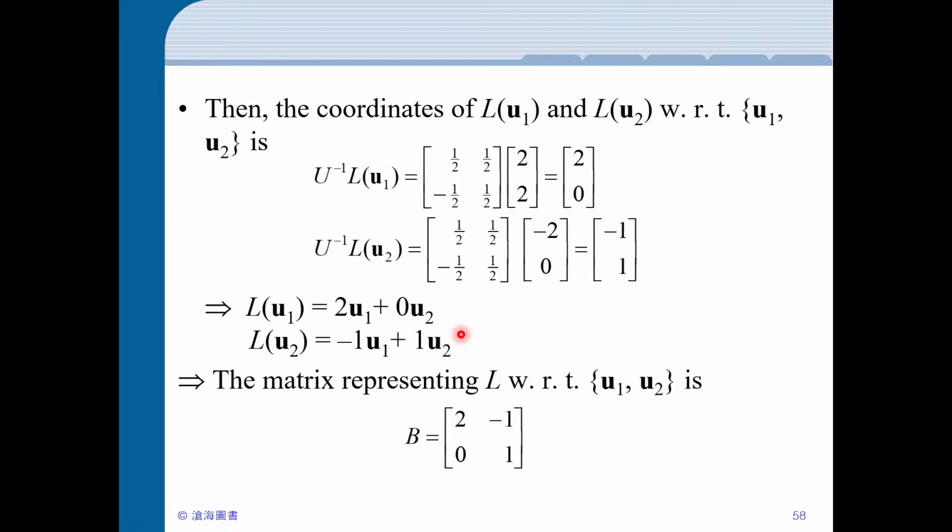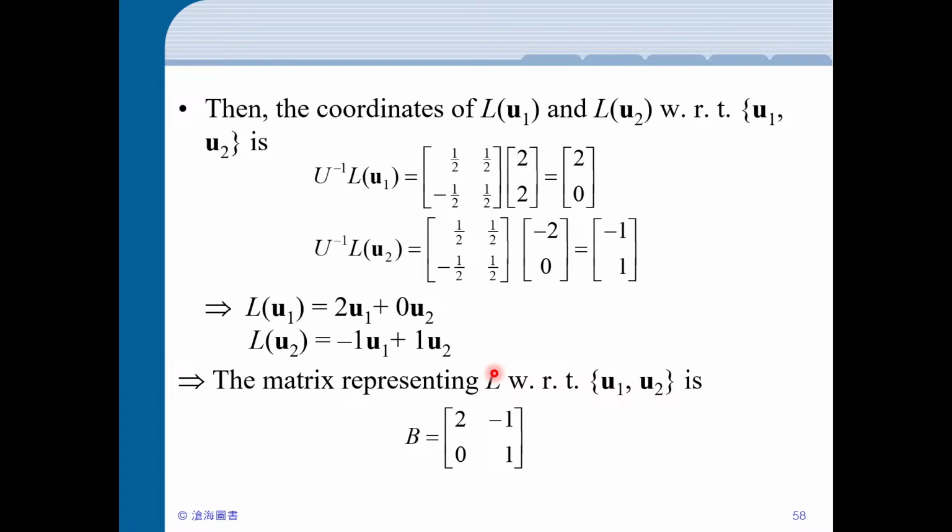Then we apply this U minus 1 on the two vectors we found, and we get the coordinates in terms of U1, U2. So it is 2, 0 and minus 1, 1. So we know L maps U1 to 2U1 plus 0 U2, and L maps U2 to minus 1 U1 plus U2. So the matrix representation in terms of U1, U2 is just this: 2, 0 and minus 1, 1. This is a bit confusing.